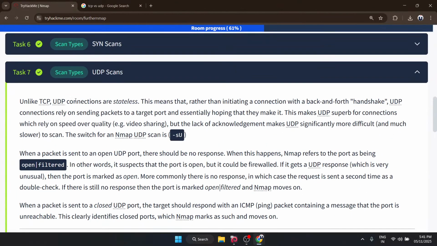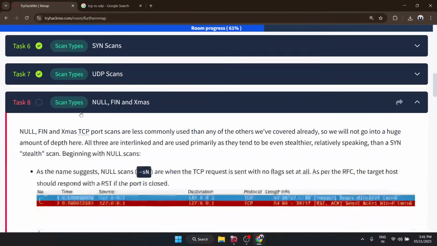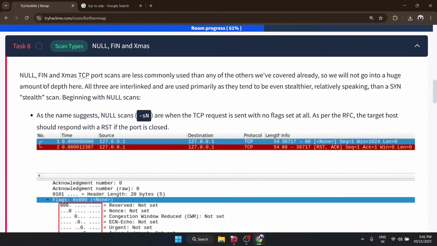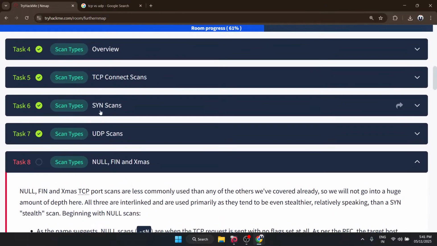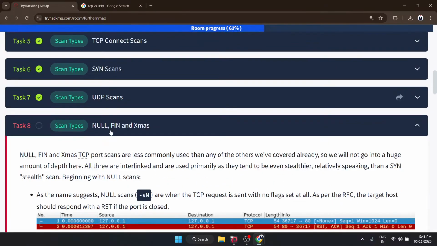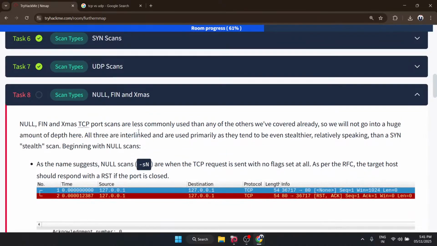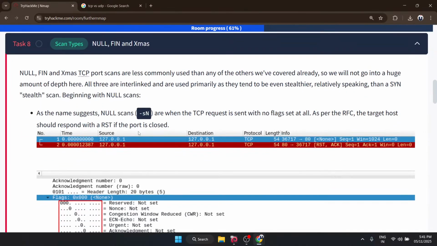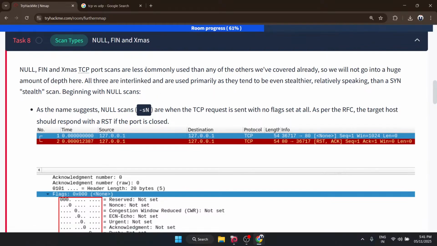So, this is done. Null, fin. Now, null, fin, and Xmas TCP port scans are less commonly used. I already told you that mainly TCP scans and UDP scans are used, but null, fin, Xmas are not used. But you should know about them. They are less commonly used than any of the others we have covered already.